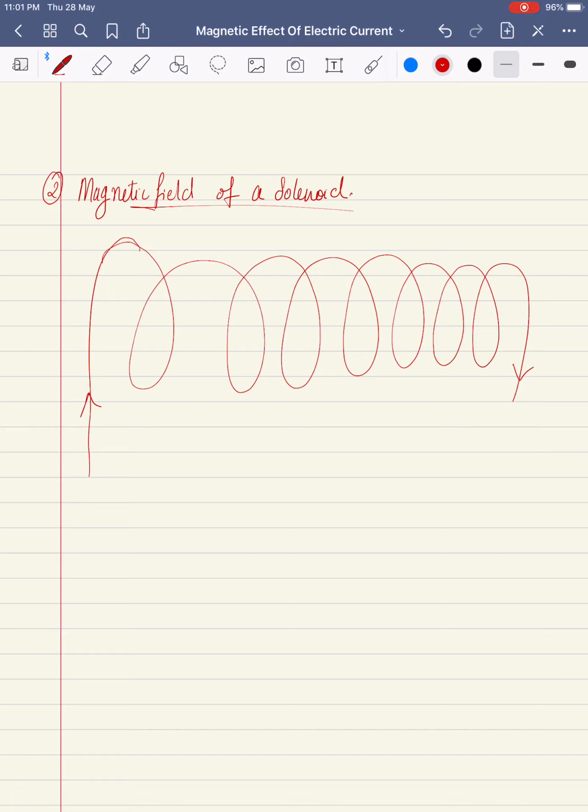Now why do you take n turns of circular coil? Why can't you take a straight wire? See, if you take n turns of circular coil, with 1 ampere of current, if you have 10 turns, then 1 into 10 means 10 ampere. So you are actually increasing the current density of a solenoid, not by increasing the current but by increasing the number of turns. Okay, that's one of the major discussions over here.